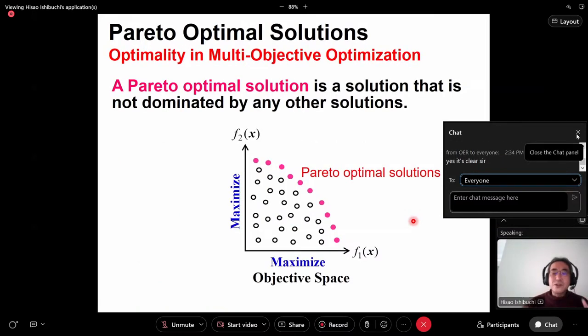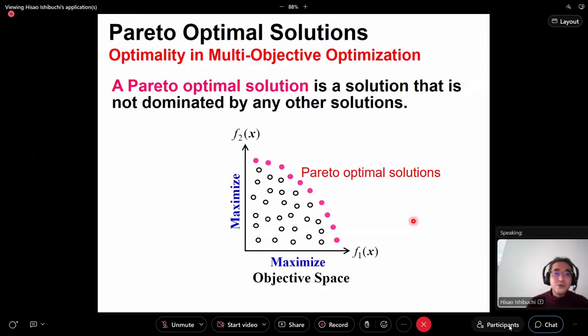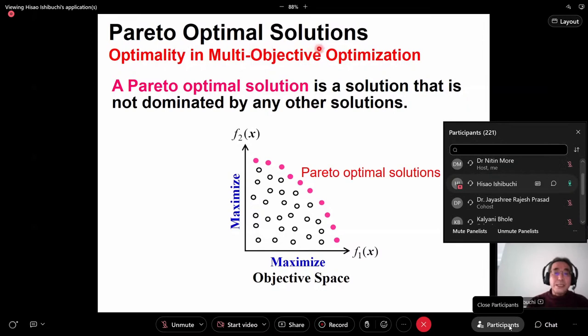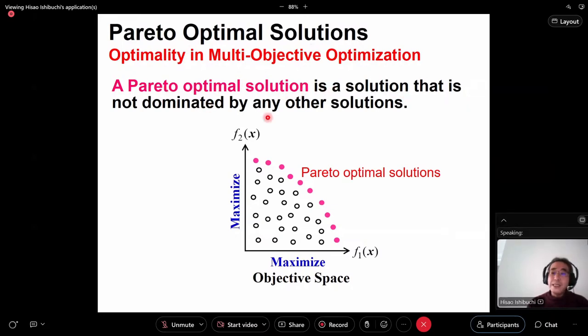Now, using that non-dominated concept, we can define the most important optimality concept, Pareto optimal solutions, Pareto optimality. A Pareto optimal solution is a solution that is not dominated by any other solutions. This is the definition of a Pareto optimal solution. Here, let's assume that our two-objective maximization problem has these feasible solutions. All of them are feasible solutions, and we have no other solutions. All solutions are shown in this figure. This is the assumption.